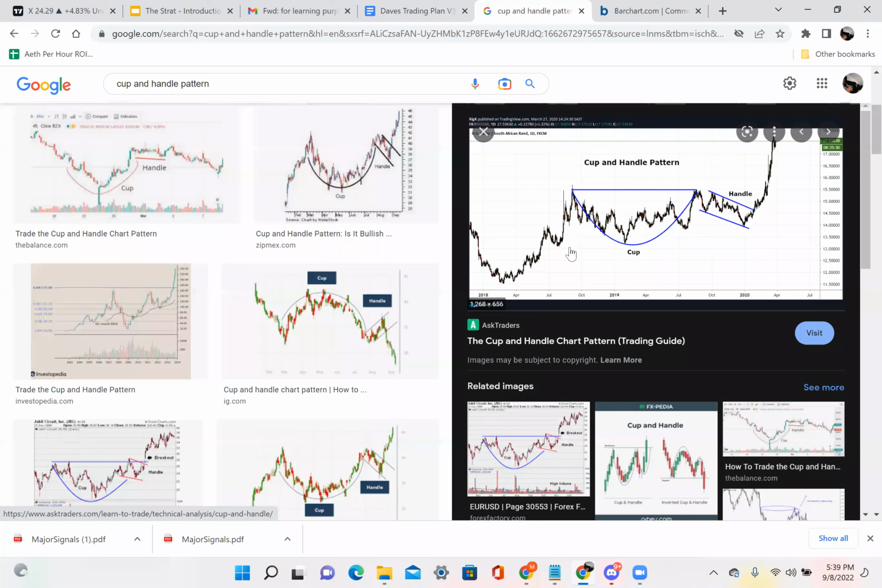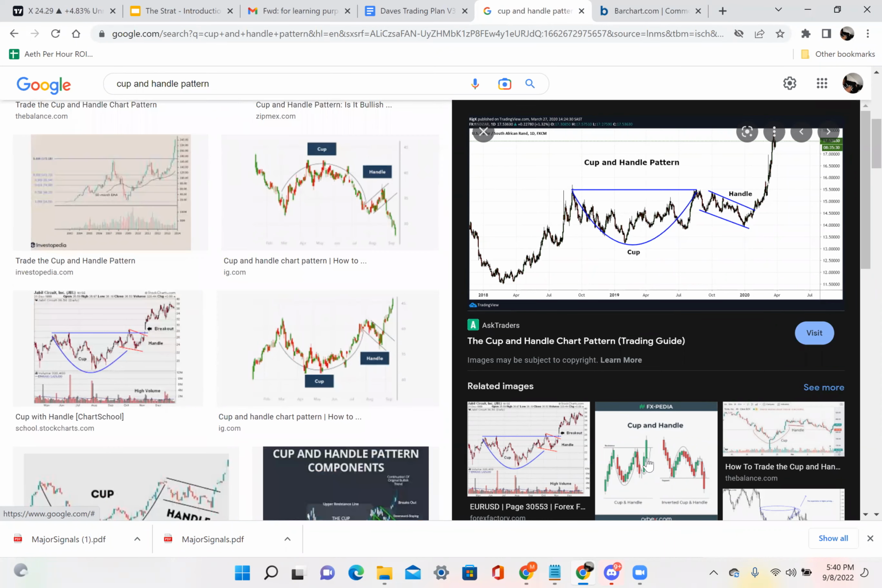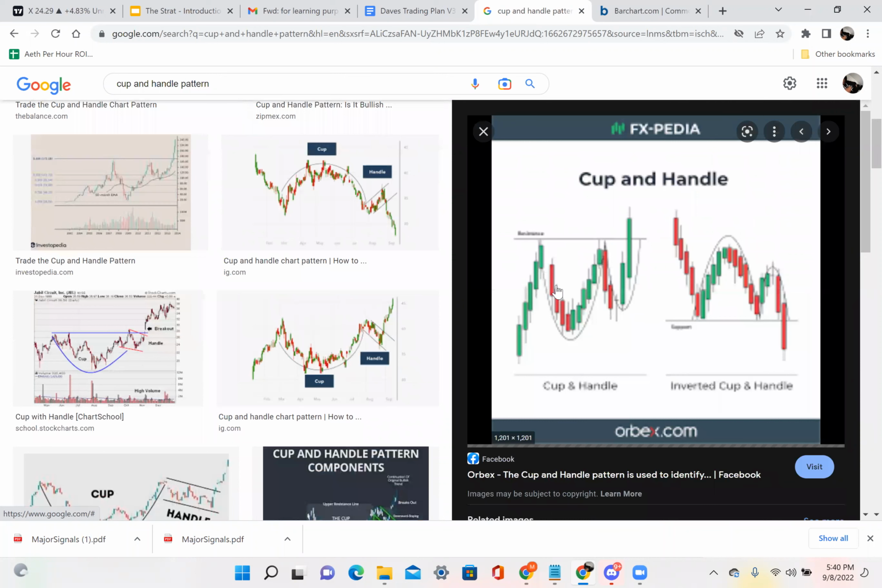Me, I don't look at this picture as a cup and handle, right? When I first started trading, I would look at all these pictures and just think, okay, this is a cup and handle. Okay, this is a cup and handle. No, this is just somebody's idea of what a cup and handle may look like. This is actually a cup and handle. That is actually an inverse cup and handle, right? And this one's actually beautiful. This is a cup and handle as well, right? This is an inverse cup and handle as well.